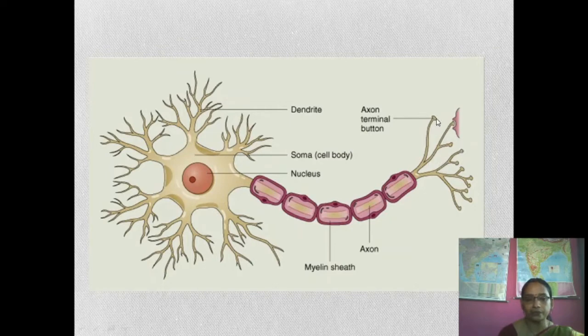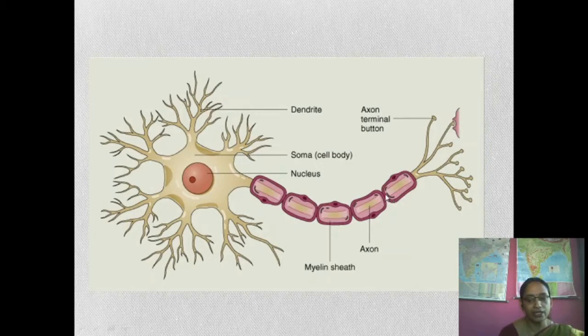terminal knobs. So the nerve cell has a cell body, also called the cytosol, and at the center of this cytosol we can see the nucleus. Here a number of hair-like structures are called dendrons, and each dendron is again branched into fine hair-like structures called dendrites. The longest part of this nerve cell is called the axon, and the axon is covered by a sheath called the myelin sheath.